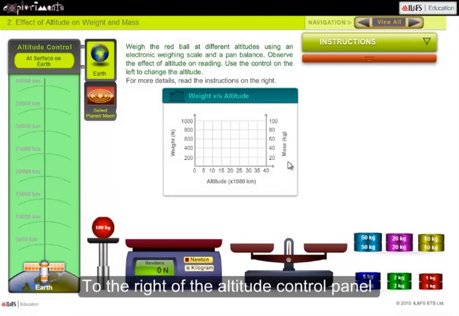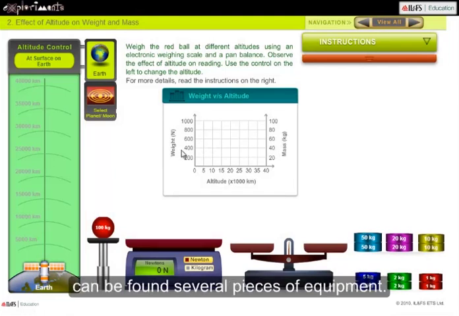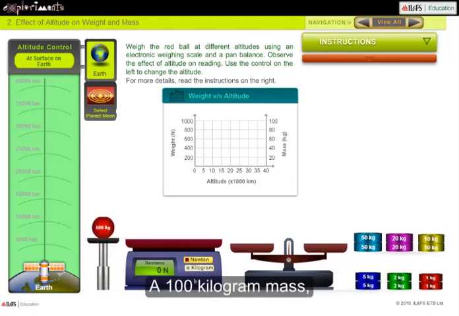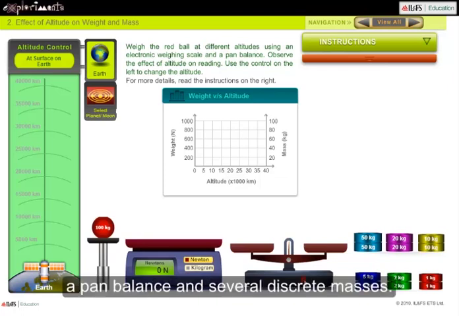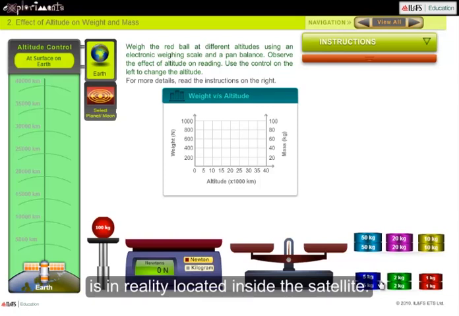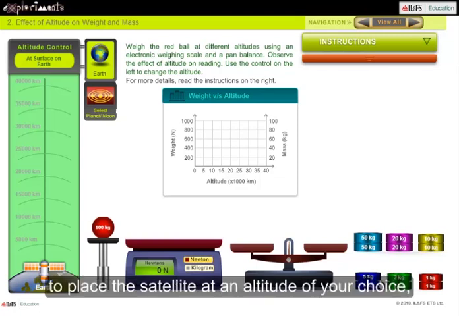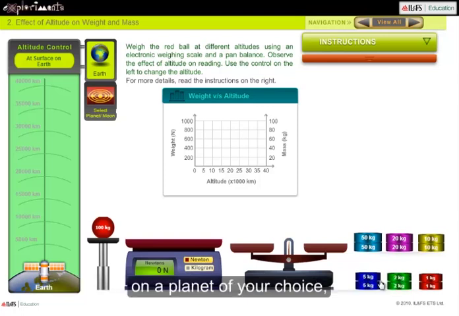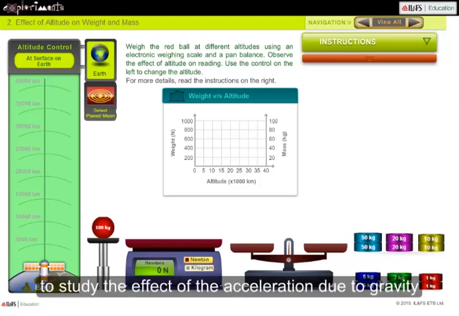To the right of the altitude control panel can be found several pieces of equipment: a 100 kilogram mass, a weighing scale, a pan balance, and several discrete masses. It is important to note that this equipment is in reality located inside the satellite. The experiment gives you the ability to place the satellite at an altitude of your choice on a planet of your choice to study the effect of the acceleration of gravity on these masses.